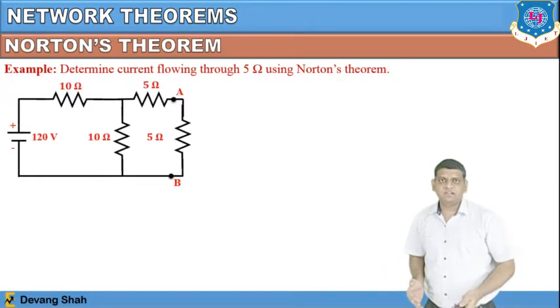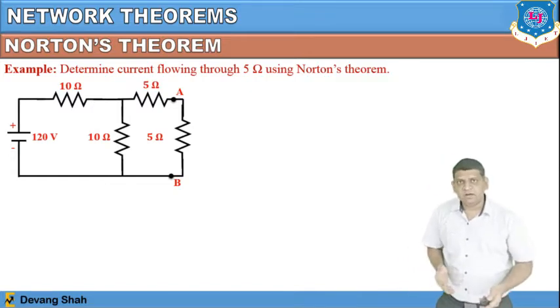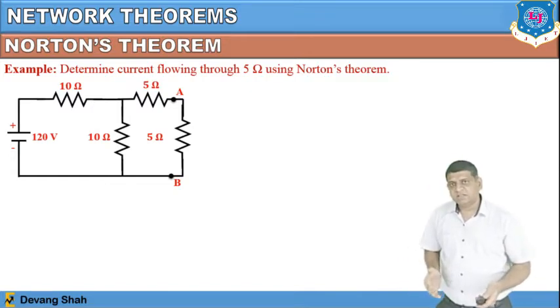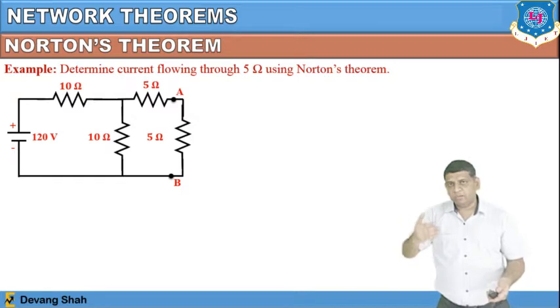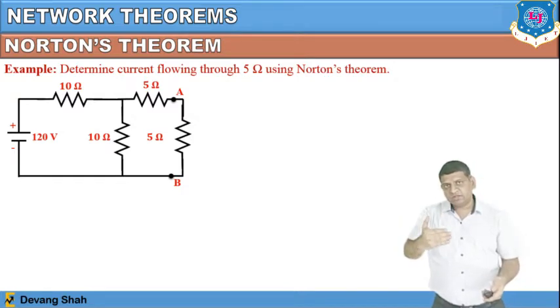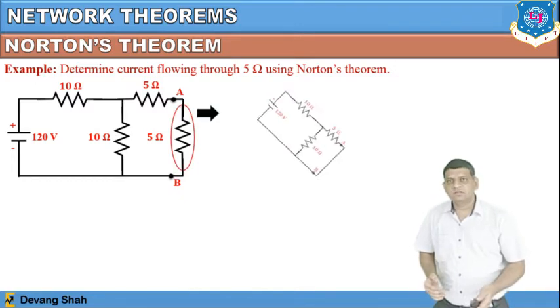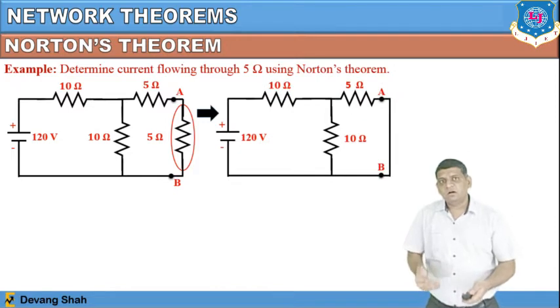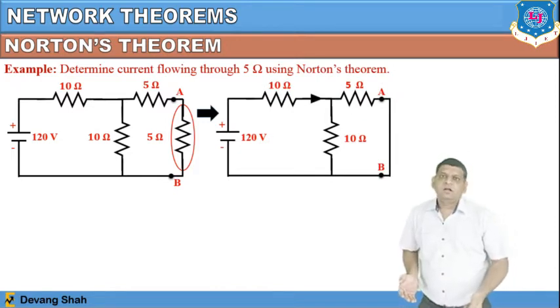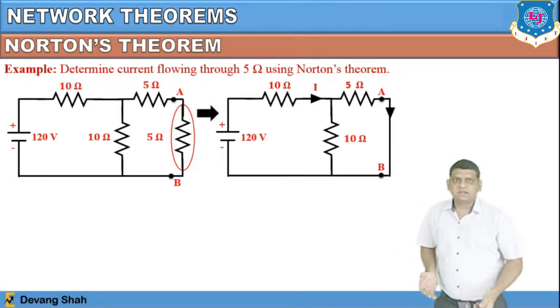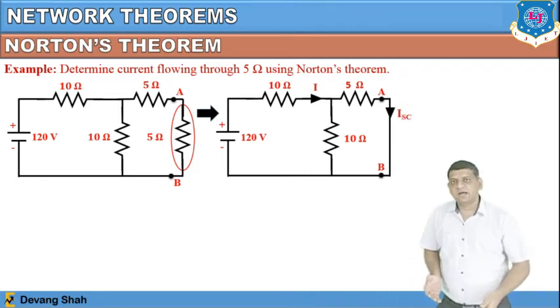Now let's say one of the examples where you have applied 120 volt and there are three resistances connected, 10 ohm, 10 ohm and 5 ohm, and one more resistance which is connected between terminal A and B, a 5 ohm, that you consider as your RL, the load resistor, right? So my next job is to find the current which is passing through terminal A and B. That current I define as the short circuit current, which is called ISC, right? So here you can define this current as ISC current.